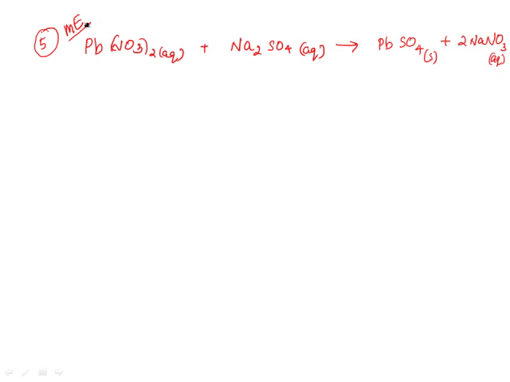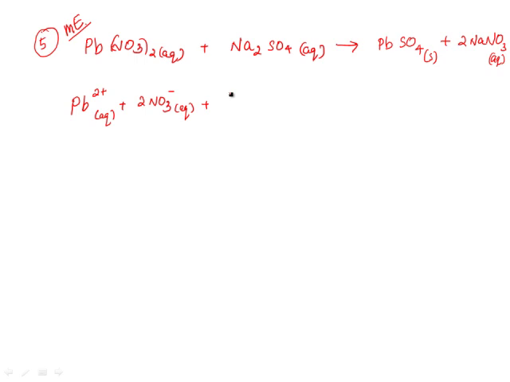Otherwise, you don't know which one to split and which one you should not touch. So, lead nitrate we have to split because that is aqueous. What are the ions? We already discussed that. What are the ions in lead nitrate? Lead and nitrate, but we have to write them with charges. Pb2+ (aq) and 2NO3- (aq). Okay, how about Na2SO4?